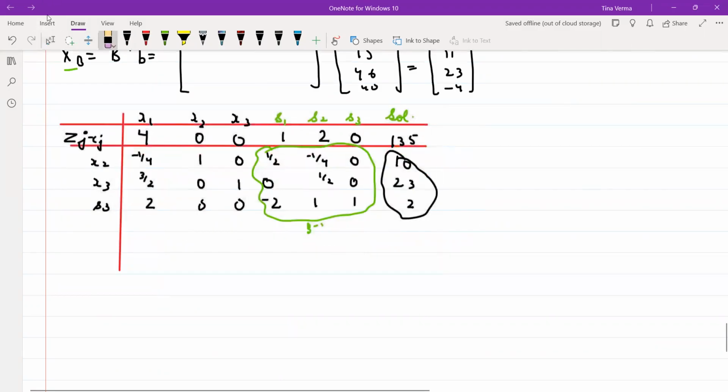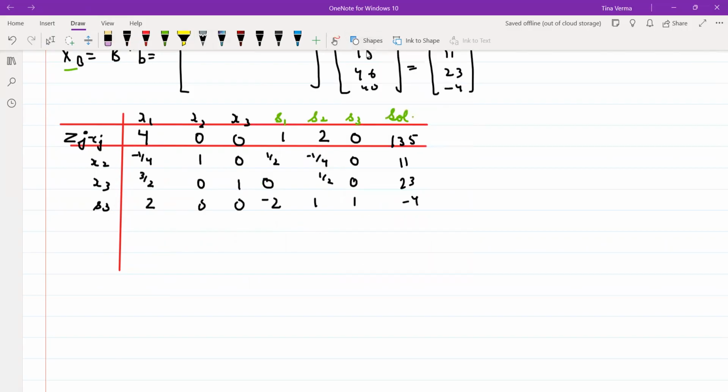Now you can notice that our right hand side is now coming as 11, 23 and -4. So we have to find the optimal solution. You can notice here that this is not my optimal solution. Why is it not the optimal solution? Because the solution which is given to us is not feasible, right? So that means we have to apply the dual simplex method.